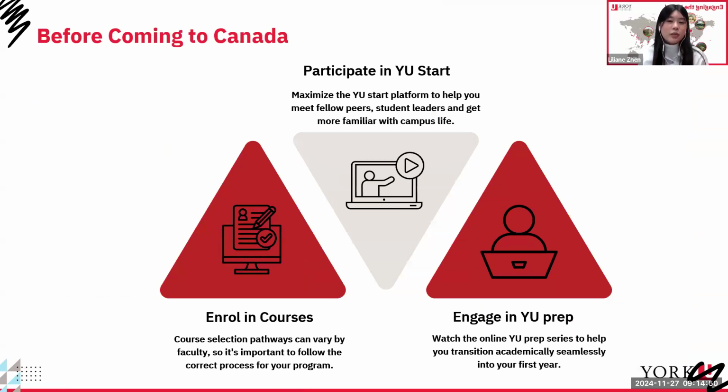All right. Before arriving to Canada, she made sure that she was able to take advantage of some of York's resources to prepare herself for the journey. Here's what she did to get ready. The first thing that she did was to enroll in courses. Since course selections do vary from faculty to faculty, Aisha made sure that she was selecting the right course and also the right pathway for her degree, which was business economics. This made sure that she was preparing for a smooth start to her academic journey.